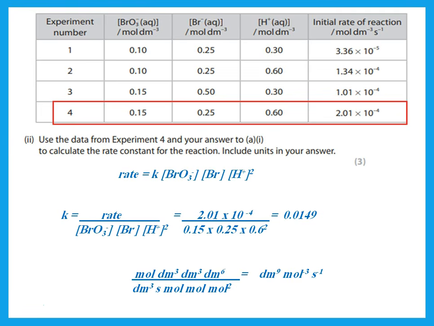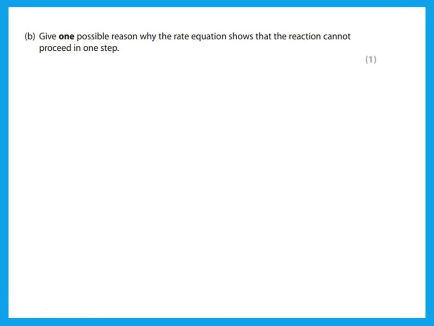How do we get units? You have to decide the units. Each concentration is mole per decimeter cubed. The rate is mole per decimeter cubed per second. Put all of this, cancel whatever is the same on both top and bottom, and this comes out to be decimeter to the power 6, mole to the power minus 3, and seconds to the power minus 1.